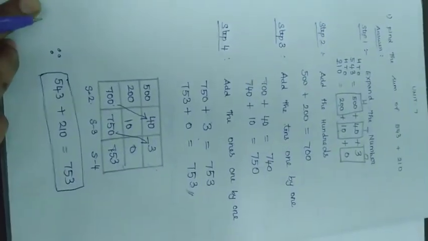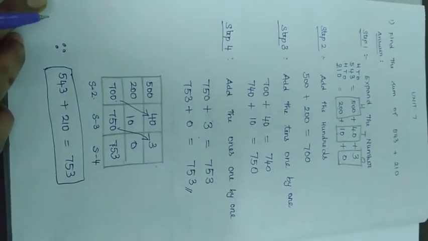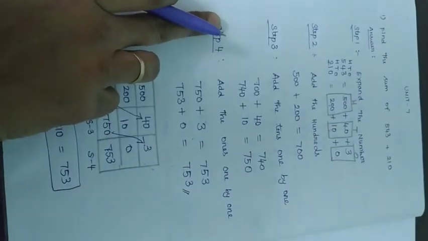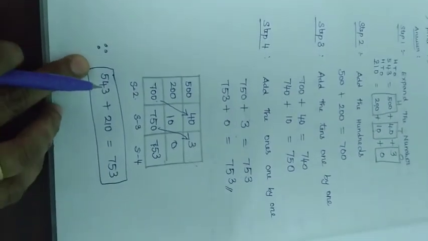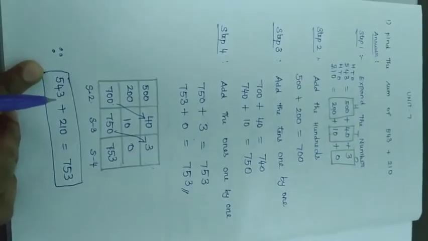Okay, in this way you want to write the answer. Put step 1, step 2, step 3, step 4, and finally you want to create the box and then write the final answer. Understand, amma?